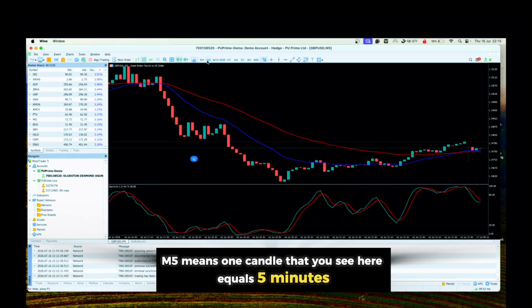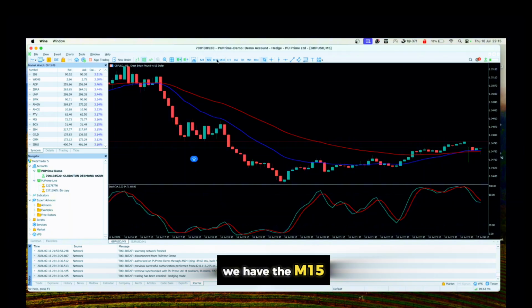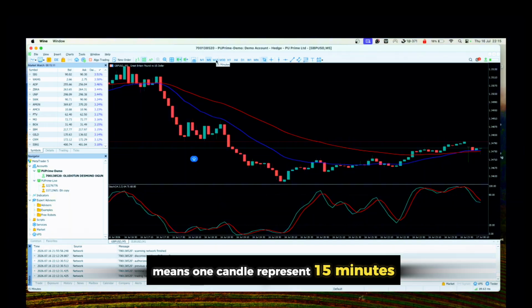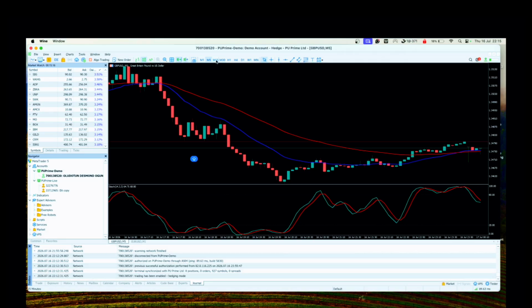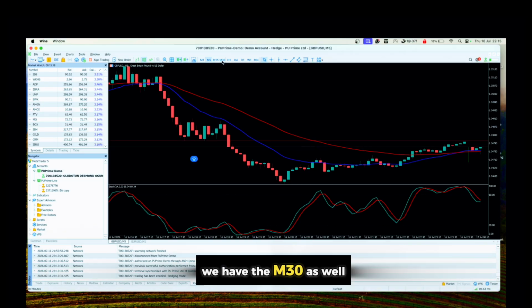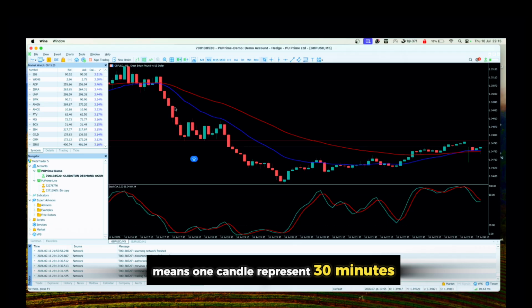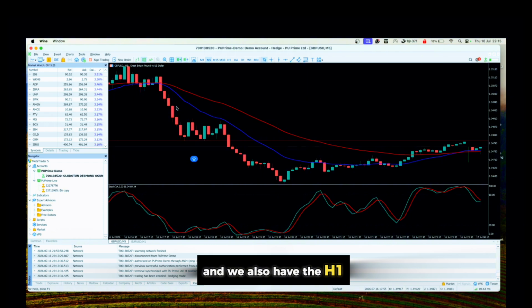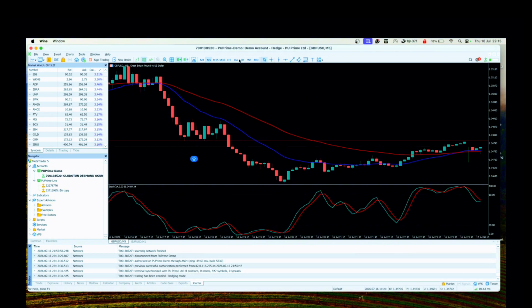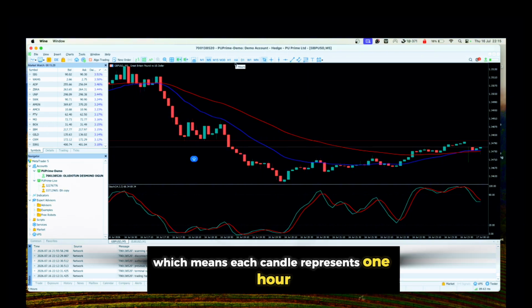Next to that, we have the M5. M5 means one candle that you see here equals 5 minutes. We have the M15, means one candle represents 15 minutes. We have the M30 as well, means one candle represents 30 minutes. And we also have the H1, which means each candle represents 1 hour.